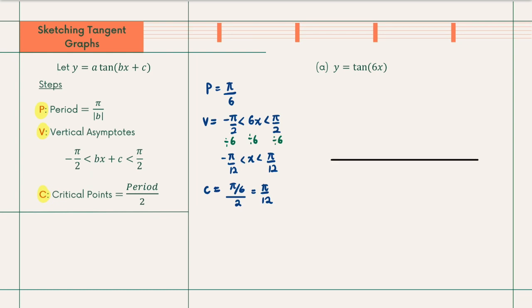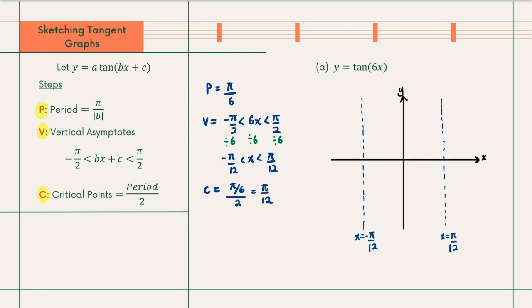So saya lukiskan x axis dan ini adalah y axis kita. And then saya lukiskan dia punya asymptote. Asymptote kita berada di negative pi over 12. So ini adalah x equals to negative pi over 12. Dan ini adalah x equals to pi over 12.